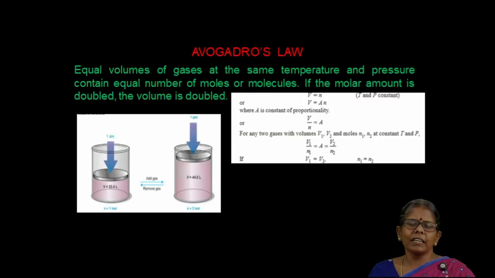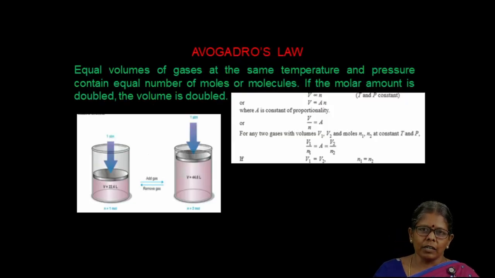Then we go to Avogadro's law. Avogadro's law states that equal volumes of all gases, that is V1 equal to V2, at the same temperature and pressure, that is P1 equal to P2 and T1 equal to T2. If this is the case, when pressure, volume and temperature remain the same, then there will be an equal number of moles of these two gases.